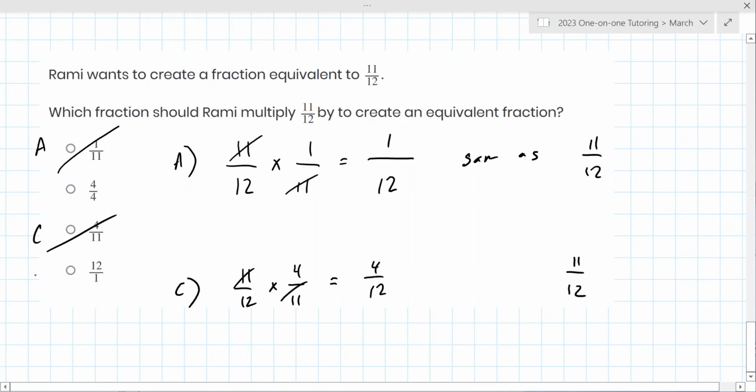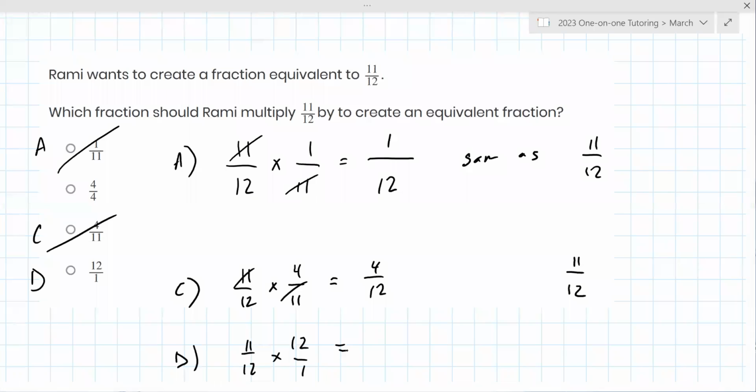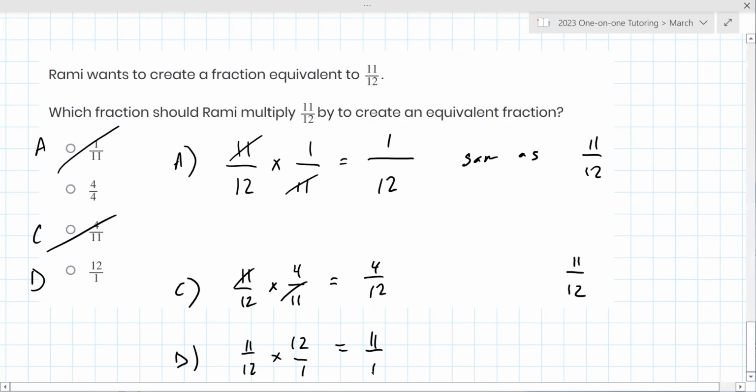How about the last one, D? How about 11 over 12 times 12 over 1? What does that become? That becomes 11 over 1. Good. And is that the same as 11 over 12? Nope. So that means the answer must be B, but let's take a look at why.